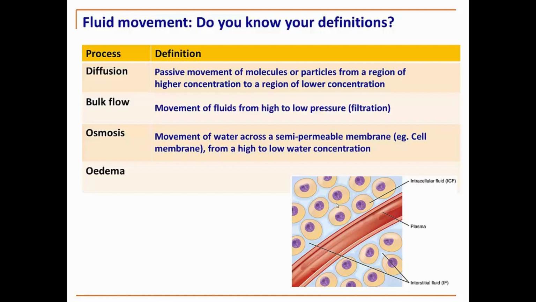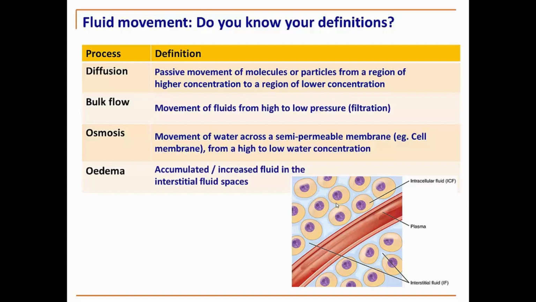Osmosis is the movement of water across a semi-permeable membrane, for example your cell membranes, your red blood cell membranes, from a high water concentration to a low water concentration. So in other words, you've got loads and loads of water with very little solute, so other stuff in it, to a lower water concentration where there's water there, but there's also lots of other stuff in it, so the water concentration is lower. We will come back to that in a second.